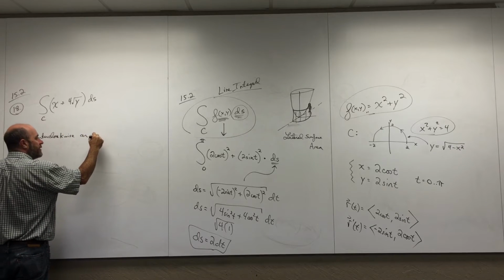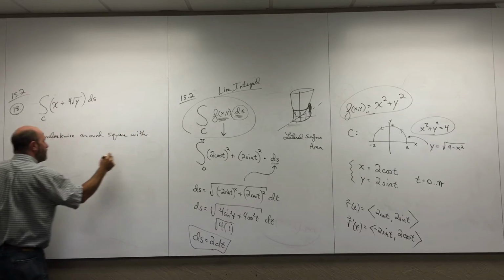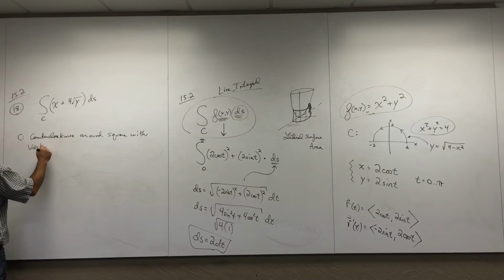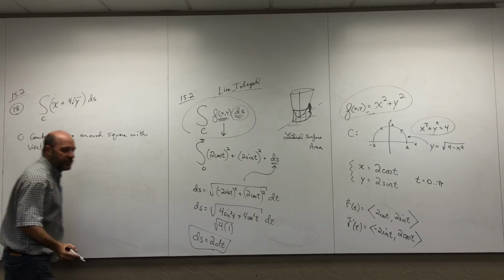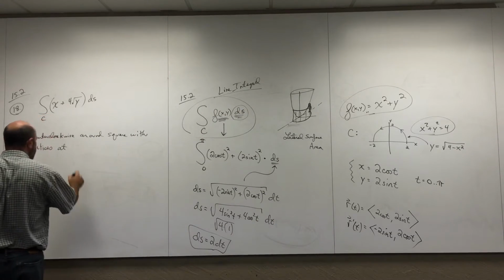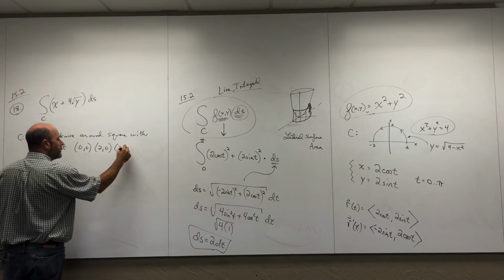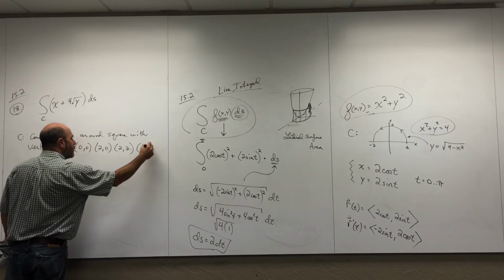around the square with vertices at, and then they give me these points: 0, 0, 2, 0, 2, 2, and 0, 2. Okay, I know what that is.